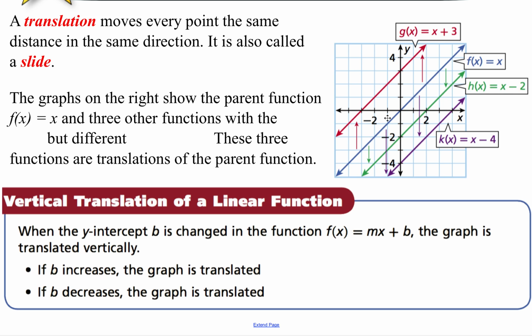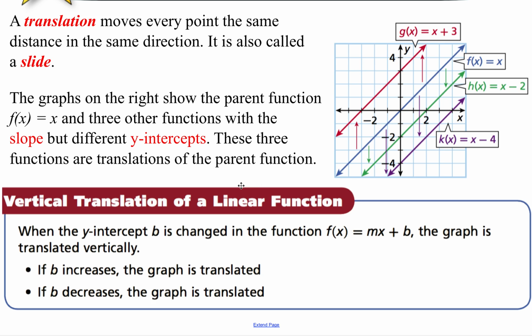So we have a graph over here on the right, and the parent function is in blue, f of x equals x, and we have three other functions that are transformations of the parent function. Each of these three lines has the same slope, but has a different y-intercept. It crosses the y-axis at a different point from the parent function.